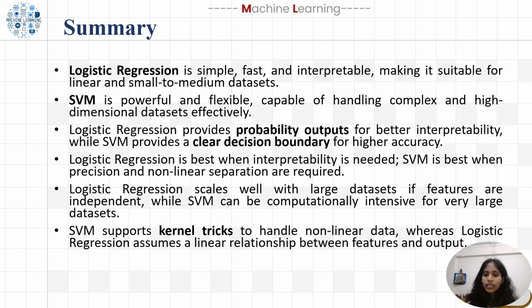Logistic regression provides the probability, whereas SVM gives a clear decision boundary showing whether the data belongs to this class or that class. Basically, we get higher accuracy with SVM. And that was all about SVM and logistic regression.